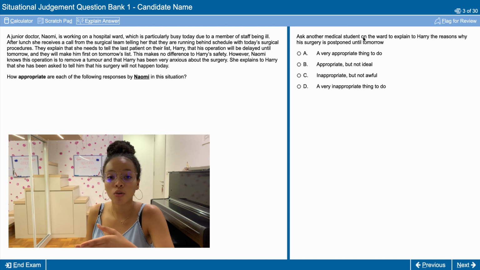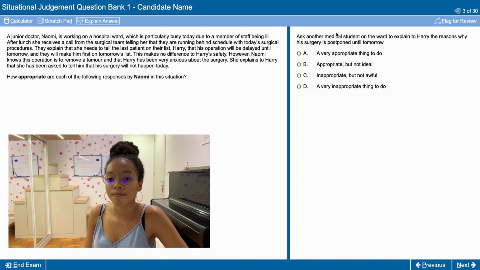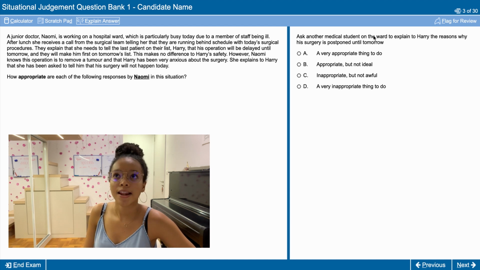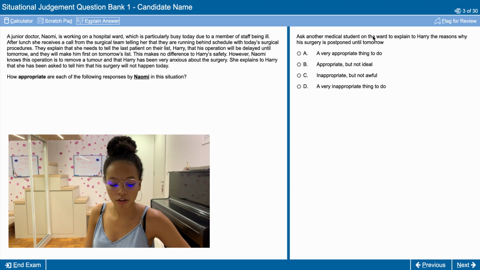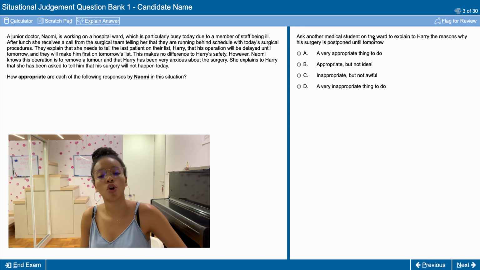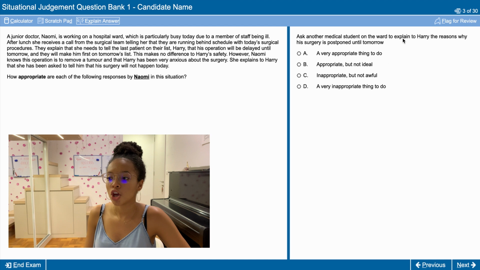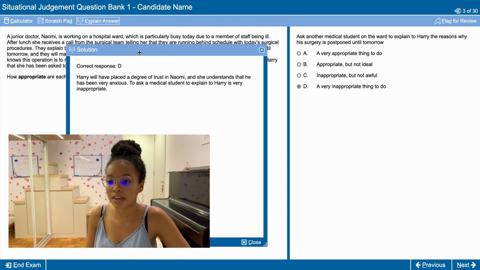And by asking a medical student that he doesn't really know, and a medical student that doesn't even have a degree yet, to explain to Harry that his surgery is not happening today and is postponed to tomorrow is not an appropriate thing to do. Naomi should be doing this on her own, owning up to her responsibility and her professionalism. So that would be a very inappropriate thing to do. And in the answer, they said that it's answer D. Harry will have placed a degree of trust in Naomi and should understand that he has been very anxious. To ask a medical student is very inappropriate.